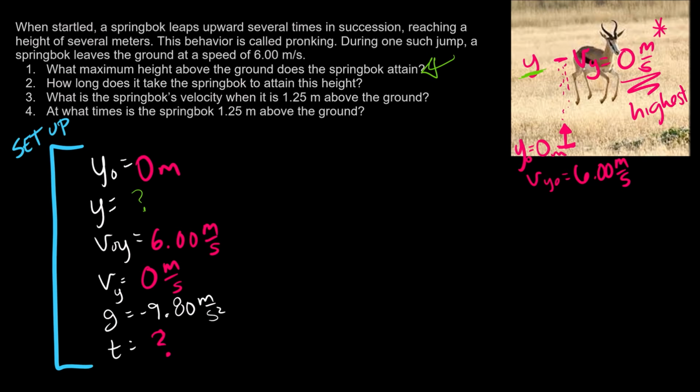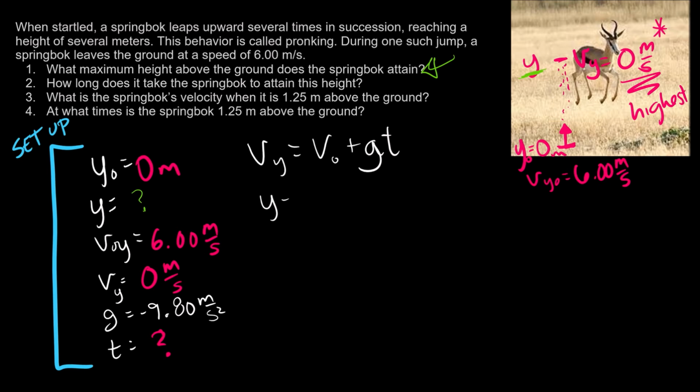So let's think about the equations we know. Well, we know velocity in the y equals v naught plus at. Okay, we got an issue there though, because we're not trying to find t, and that's the only thing we don't know in that equation. So not super useful right now.